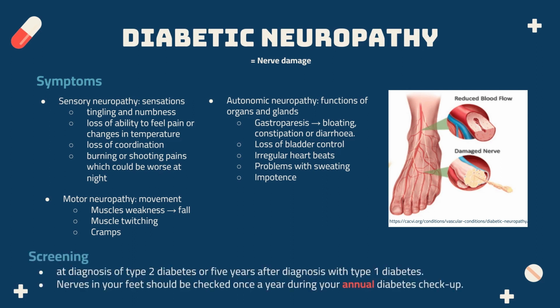The American Diabetes Association recommends that screening for diabetic neuropathy begins immediately after someone is diagnosed with type 2 diabetes, or 5 years after the diagnosis of type 1 diabetes. After that, screening is recommended once a year.